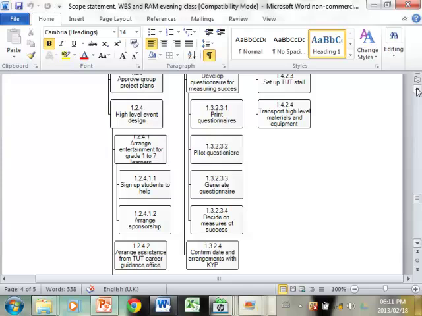All right, and then also at the high level, I must confirm the dates and the arrangements with KYP, and I've already started doing that, and they've already said that the 20th of July will work for them. But I mean, obviously, it's an ongoing communication that I need to have with them.